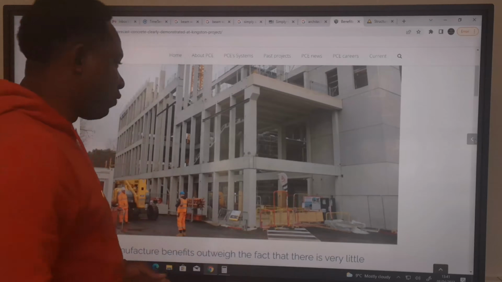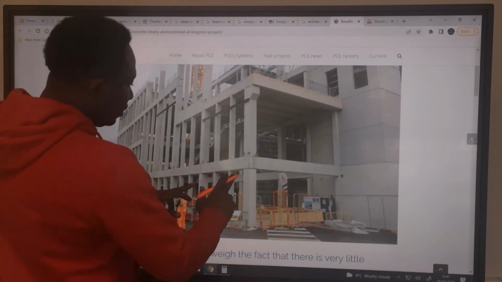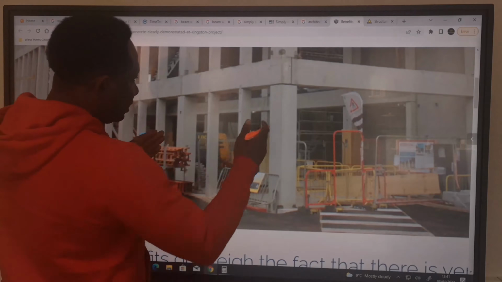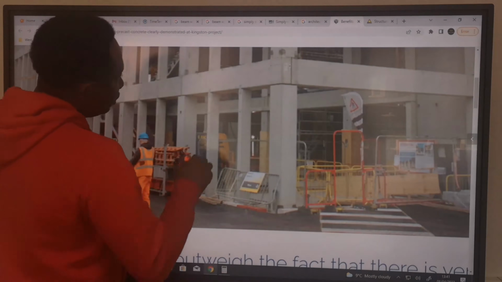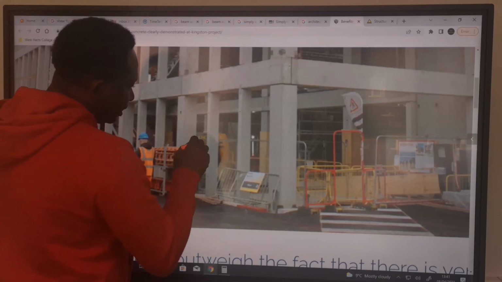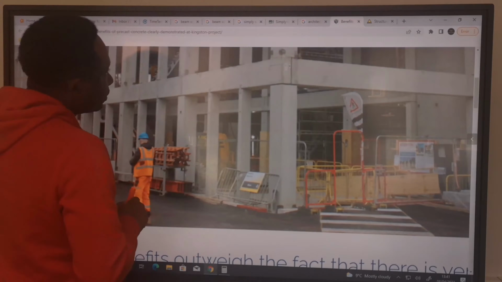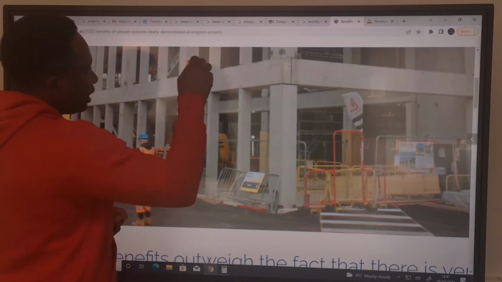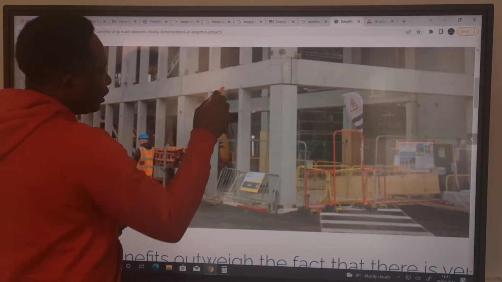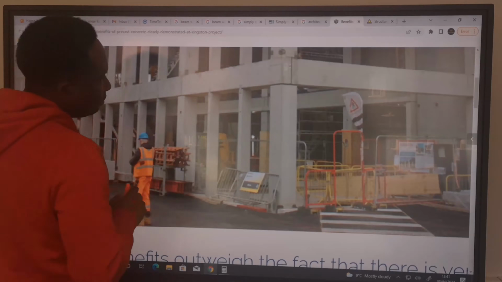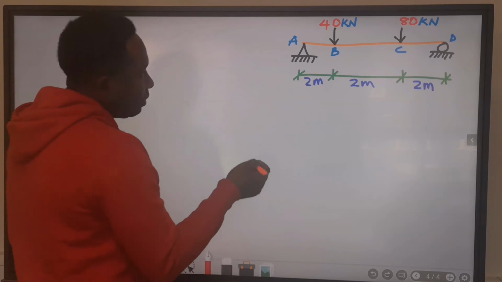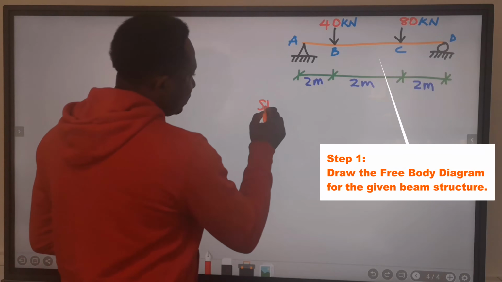Consider a structural frame. In this video, we are going to assume that this is the support for this beam. I will just ignore these two supports here, and I will assume there is a force at this point and this point of this beam. The first step towards solving this problem is step number 1.